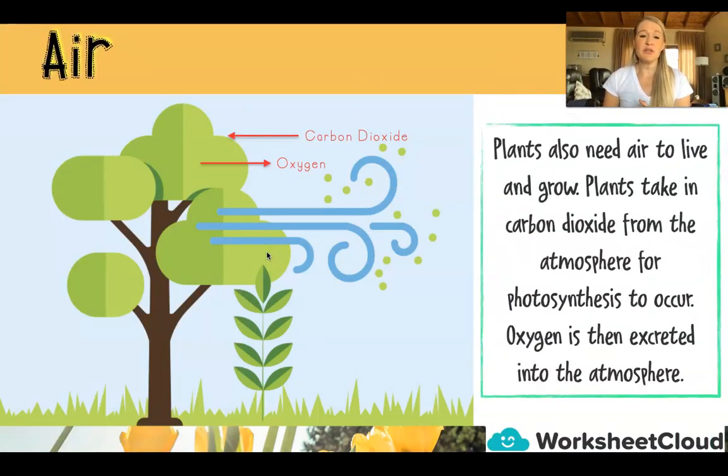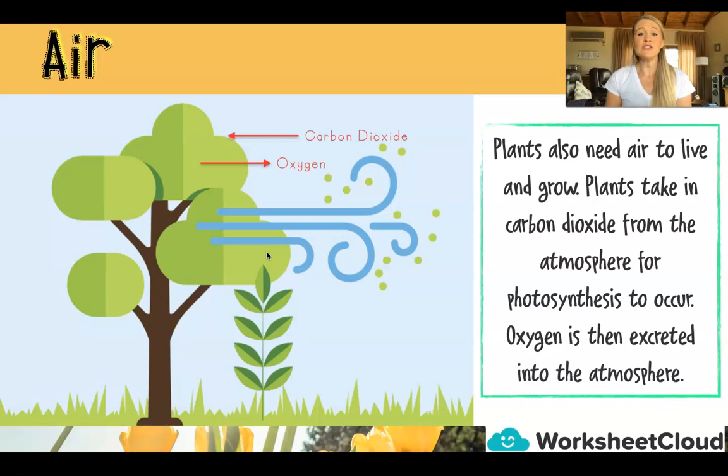So air I've spoken about before, why air is so important. Plants also need air to live and grow. Plants take in carbon dioxide from the atmosphere for photosynthesis to occur. Oxygen is then excreted into the atmosphere. Remember, the word excreted means to get rid of waste products, either from plants or animals. In order for an organism to be classified as living, it has to be able to excrete.